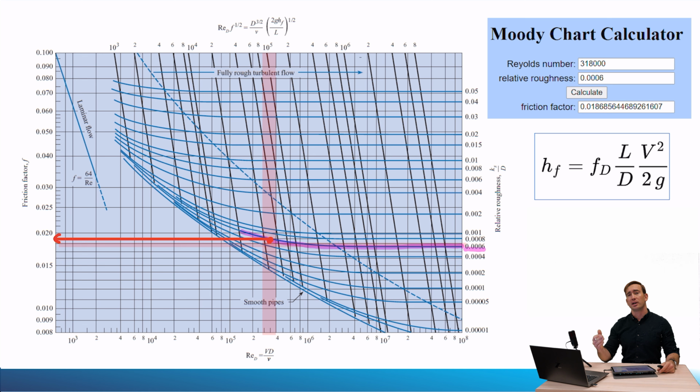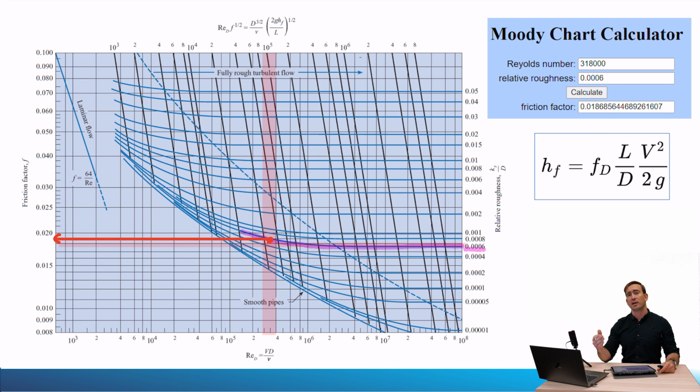Times our velocity squared, where the velocity we calculated earlier was 1.59 meters per second. Square that term. Divide that by 2 times g, which is 9.81. And what I calculate for the head loss for a section of 1,000 meters of pipe is that the head loss is equal to 12.2 meters. And there you have it.